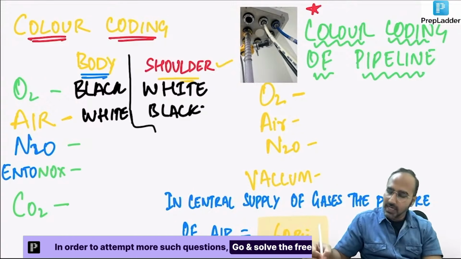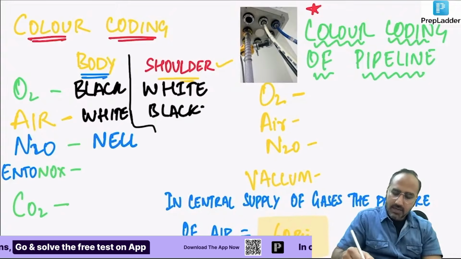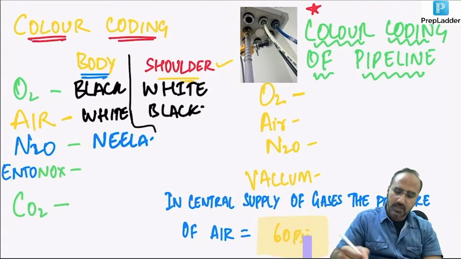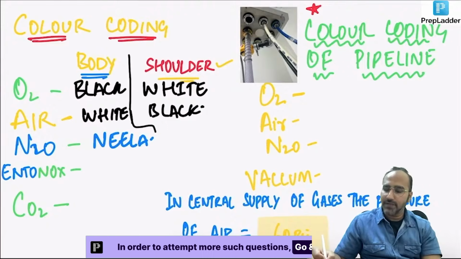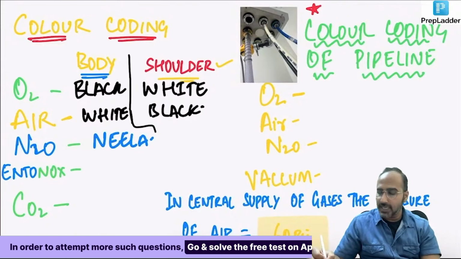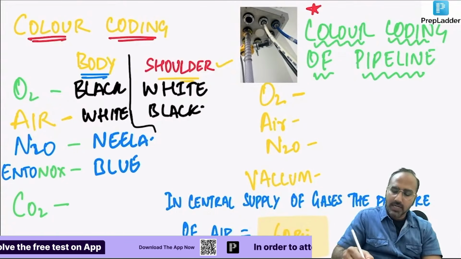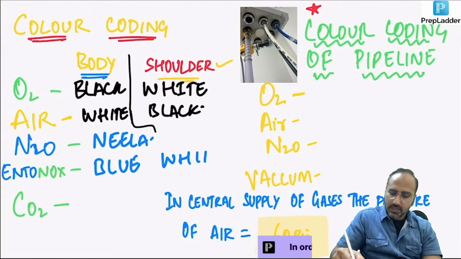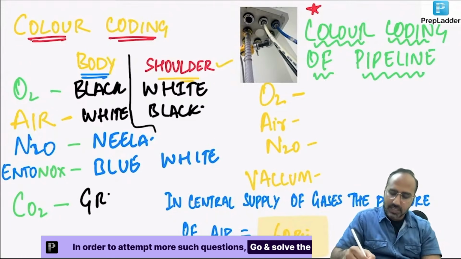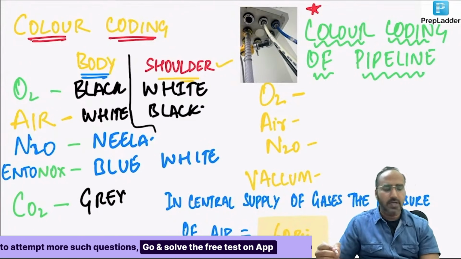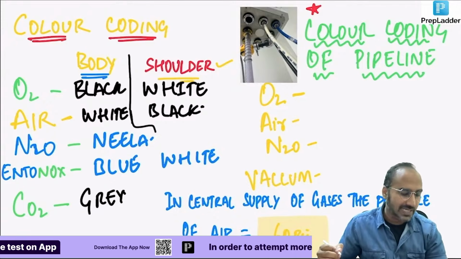Nitrous, what is the color? Nitrous, it is Neela, yani ke blue color. Entonox is what? It is a mixture of oxygen and nitrous. That is blue body, white shoulder. Whereas carbon dioxide, what's the color, guys? It is gray color cylinder. Carbon dioxide is used for laparoscopic insufflation of the gas.